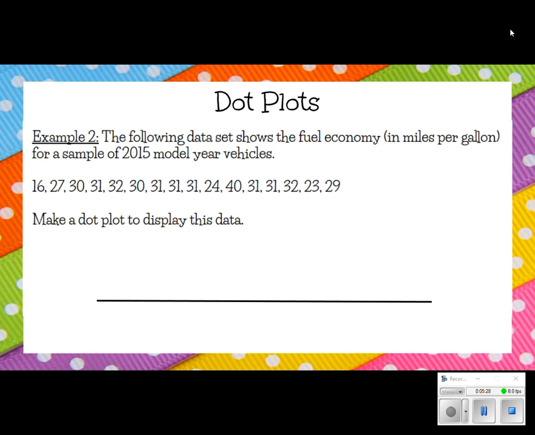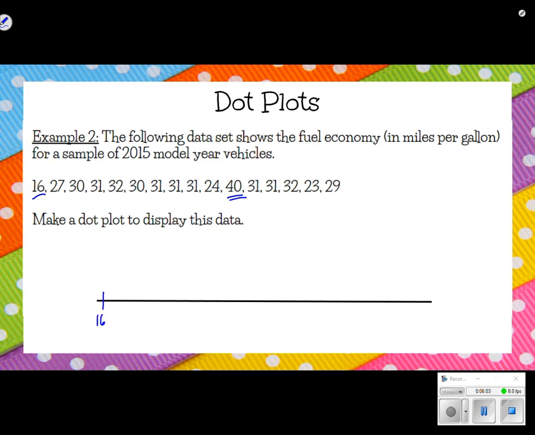All right, here's example 2. We have fuel economy in miles per gallon of 2015 model year vehicles. Okay, so we've got a whole bunch of data. It's mixed up, so let's try to figure out the smallest and the largest. I think the smallest is 16 and the largest is 40. So we have the 16, then the 20s, then the 30s, and up to 40. So I'm thinking that we might count by 2s.